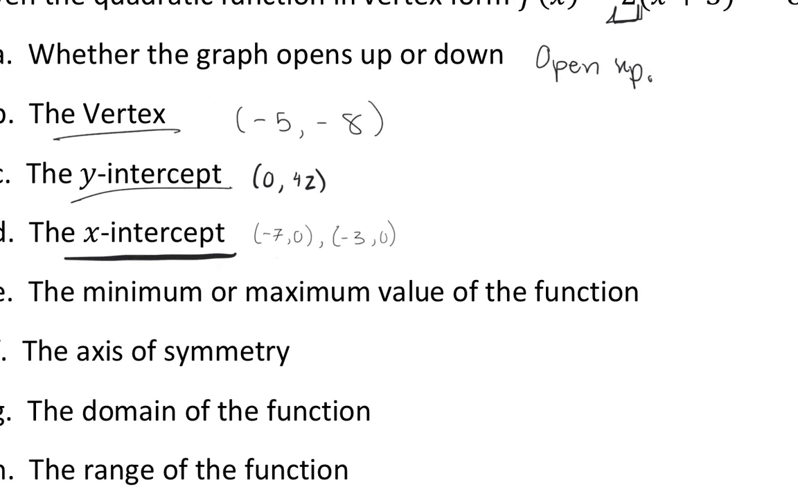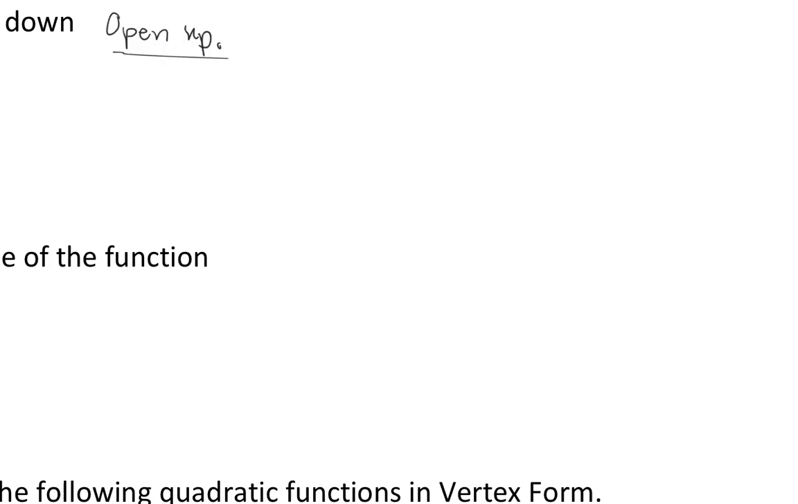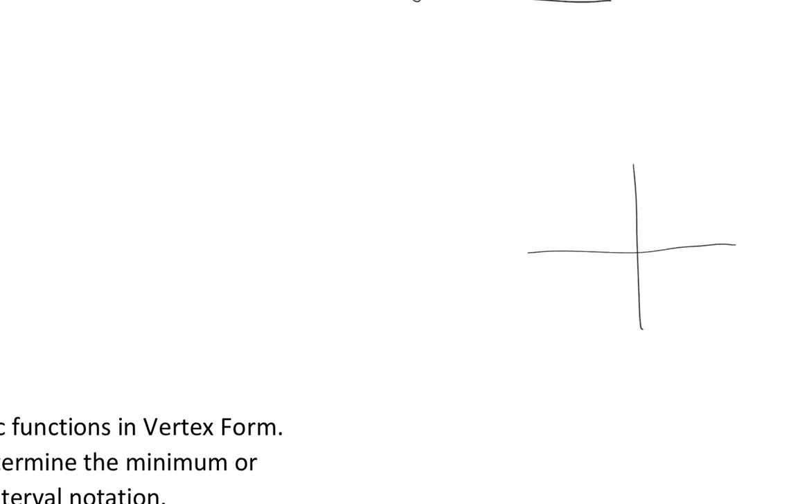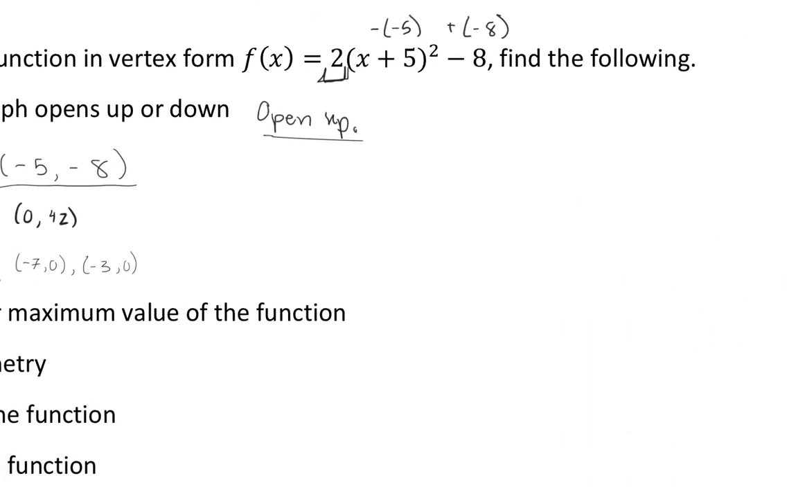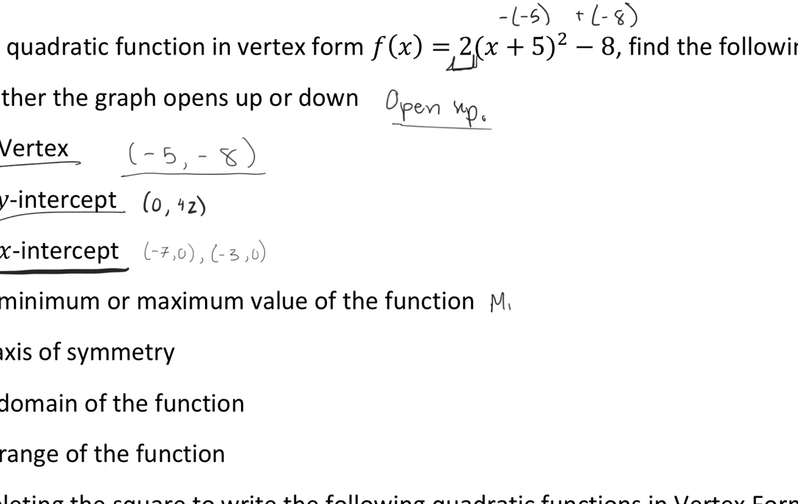Moving on to the next question, we want to know the minimum or maximum value of the function. So the minimum has to do with the vertex. We know that we're opening up, and we know that our vertex is here. So if we sketch our function, it is going to look something like this, with our vertex there, which means that our vertex here is going to be the minimum value, right? And our value there is, again, -8. So here, we're going to have a minimum of -8.